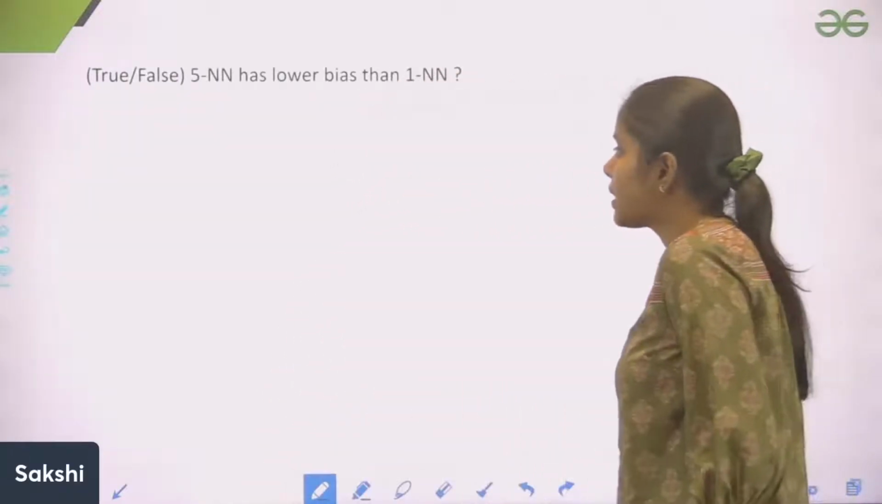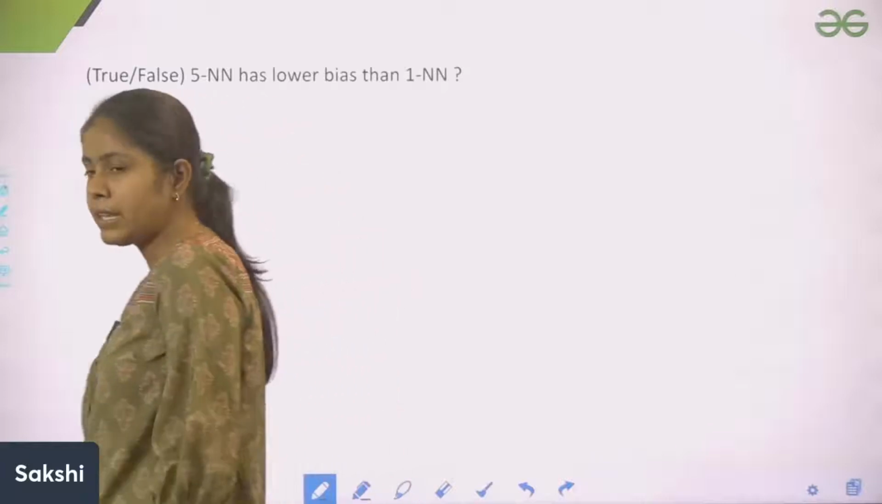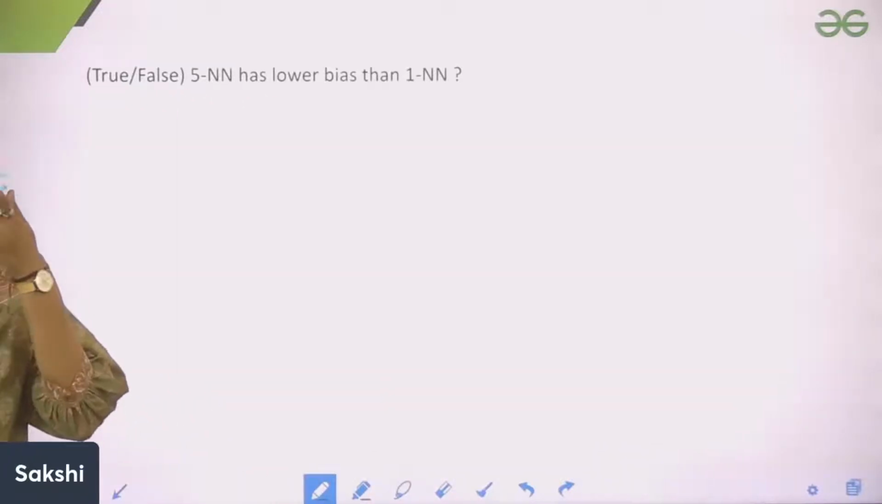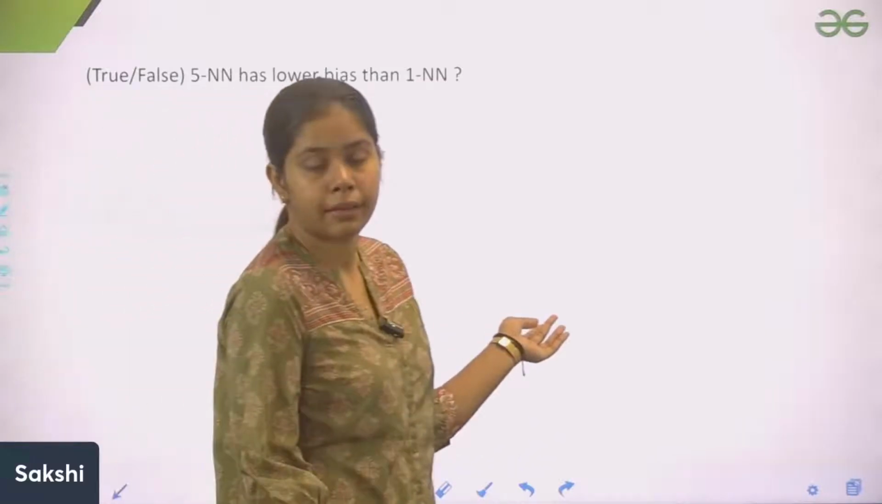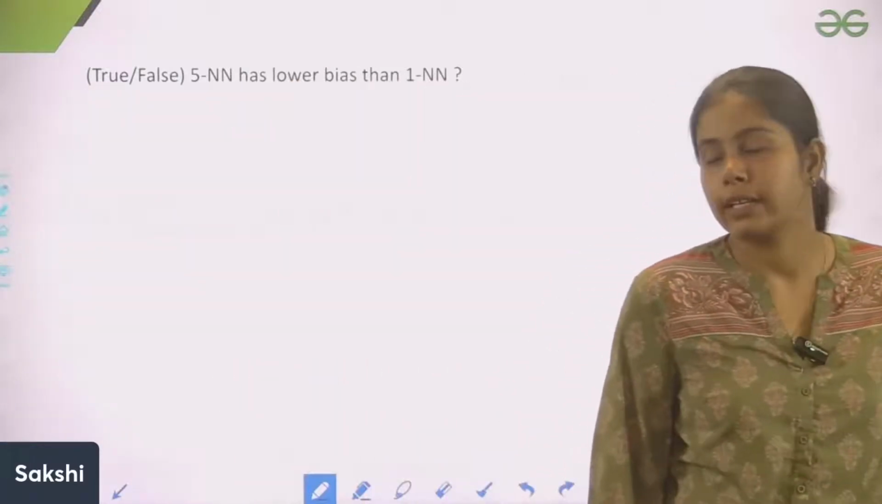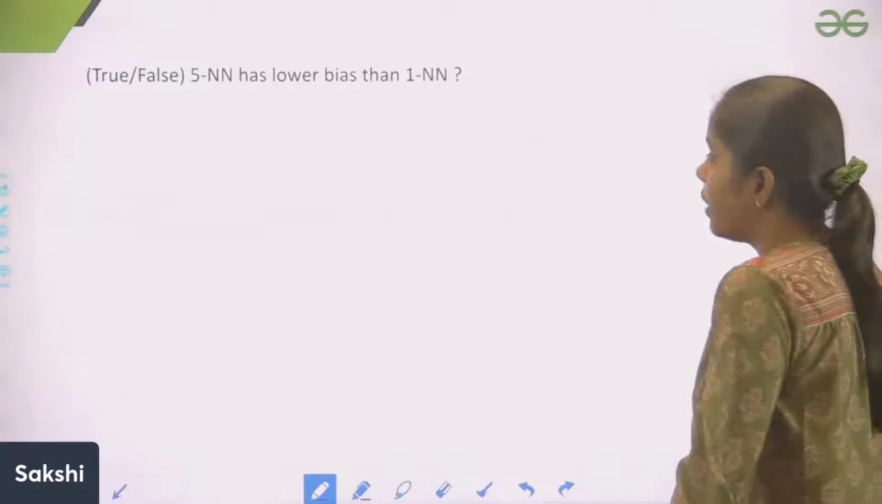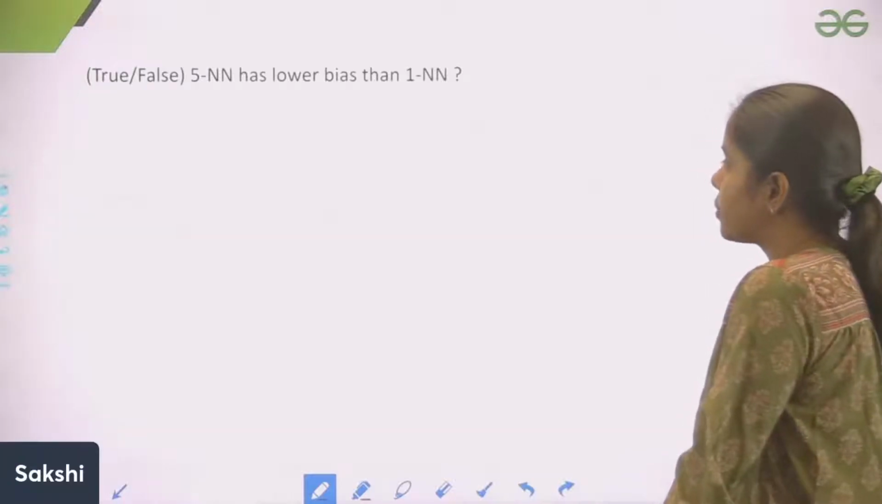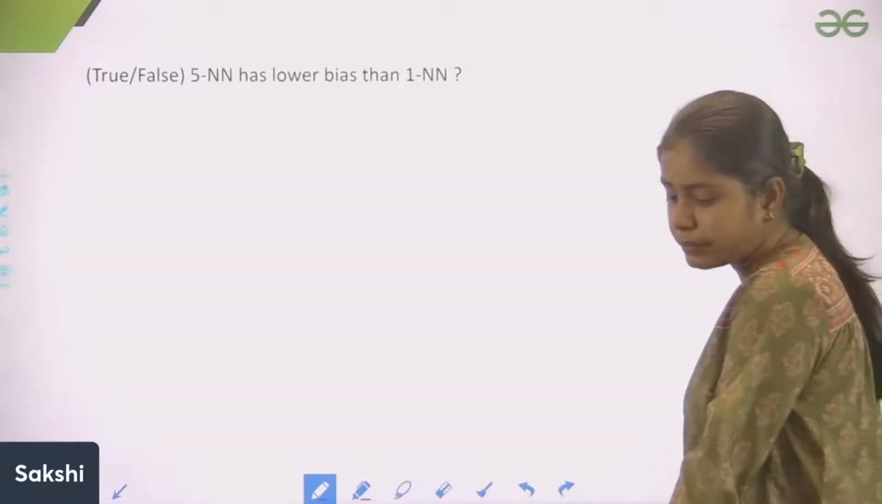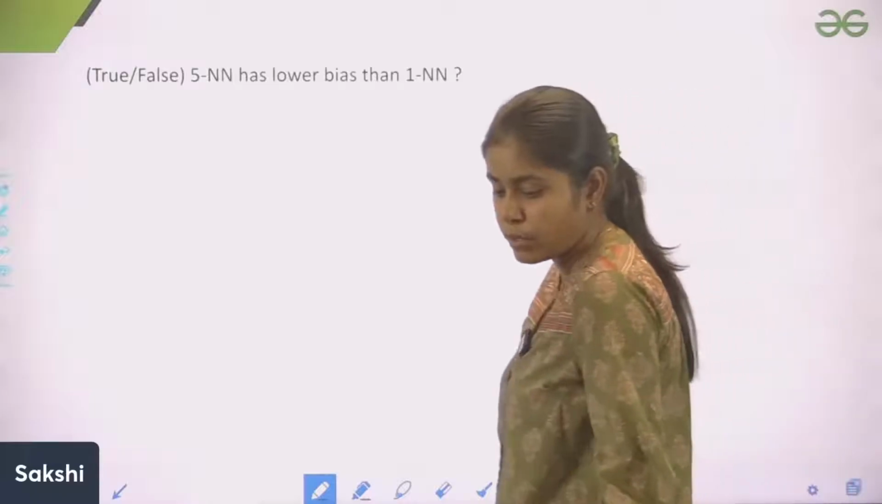ओके, द क्वेश्चन सेज दैट 5nn हैज लोअर बायस देन 1nn। अभी हमने देखा है, अभी मैंने बताया अंडरफिटिंग ओवरफिटिंग का केस, सो सेम थिंग यू हैव टू यूज हियर। 5nn के पास लोअर बायस होगा देन 1nn। दिस स्टेटमेंट इज ट्रू और फॉल्स?